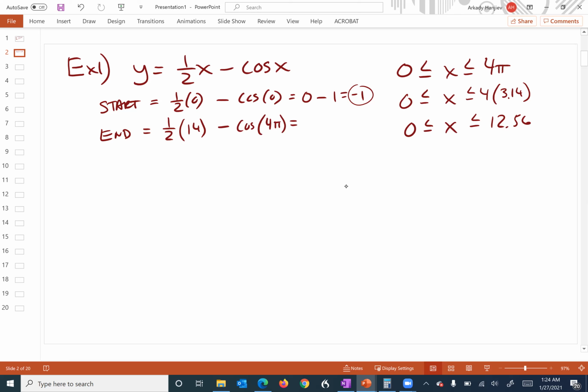So half of 14 is 7, and cosine of 4 pi, 0, 1, 2, 3, 4. That's going to be a 1 still. So it looks like I need at least a -1 on my y scale, and I need about a 6 on my y scale, and maybe go up. So I think I'm ready for it at least.